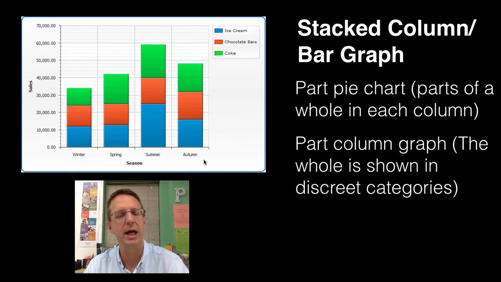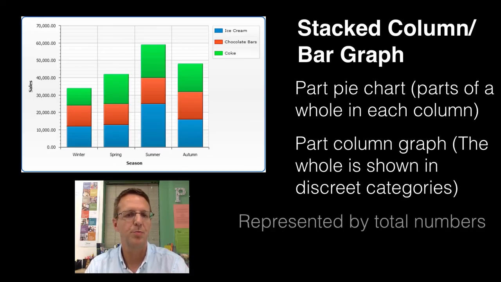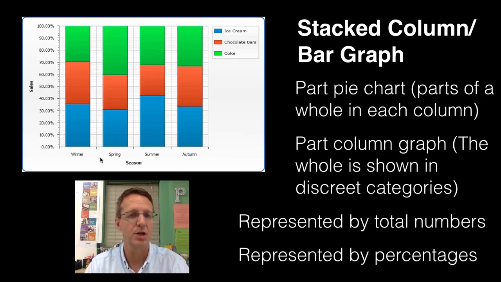So you can present this as both raw data or whole numbers like we have over here in terms of sales, or you can put it as percentages like it's done here. Same data, just shown in a slightly different way, which can be helpful.